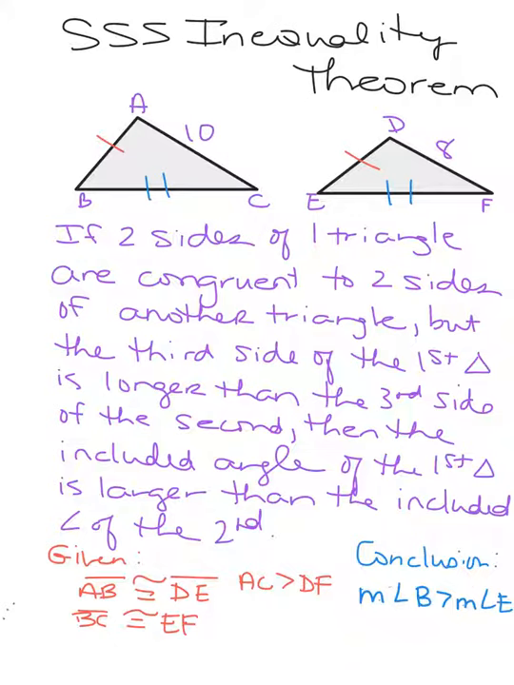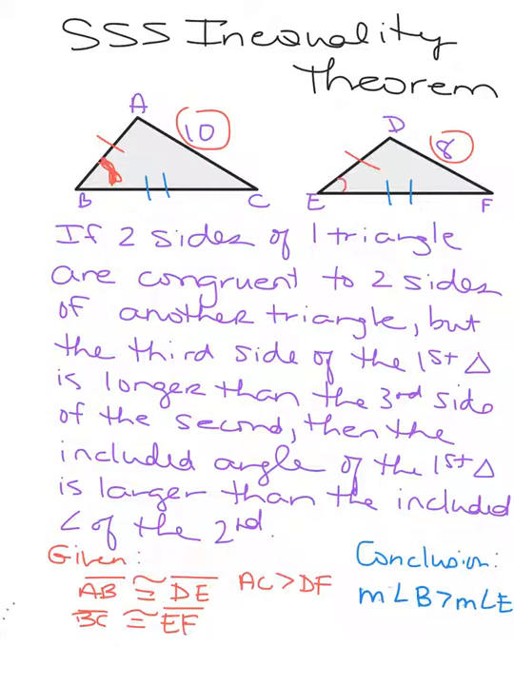If I'm given that AB and DE, if these segments are congruent, and segment BC is also congruent to segment EF, I also know that segment AC, you can see by the diagram that AC is 10 and DF is 8. So AC is definitely bigger than segment DF. Then I conclude that this angle here, angle B, is going to be bigger than angle E.